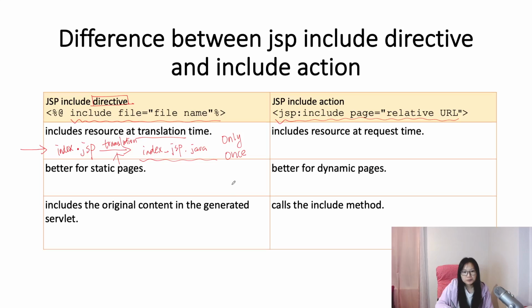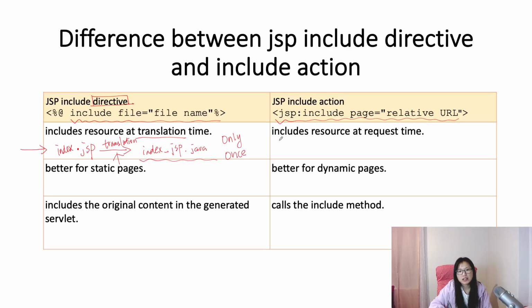So at runtime, nothing actually happens, because everything happened at translation time. If we have 10 or 100 requests that go to this index.jsp, no matter how many requests go to it, the action to include the page is executed only once, okay?